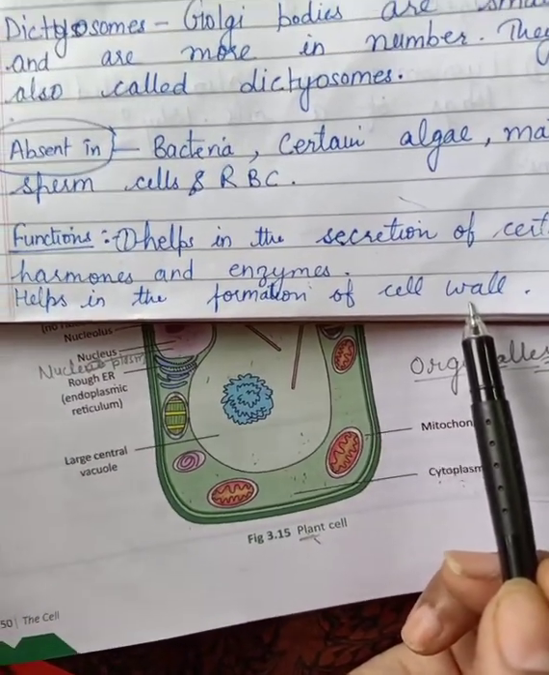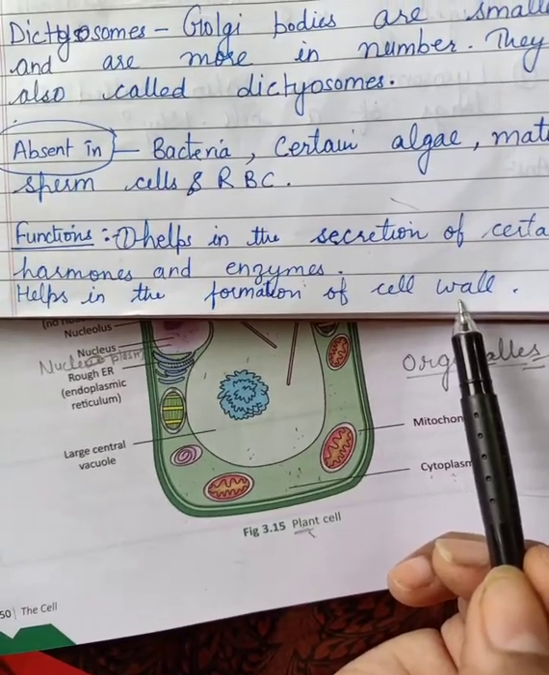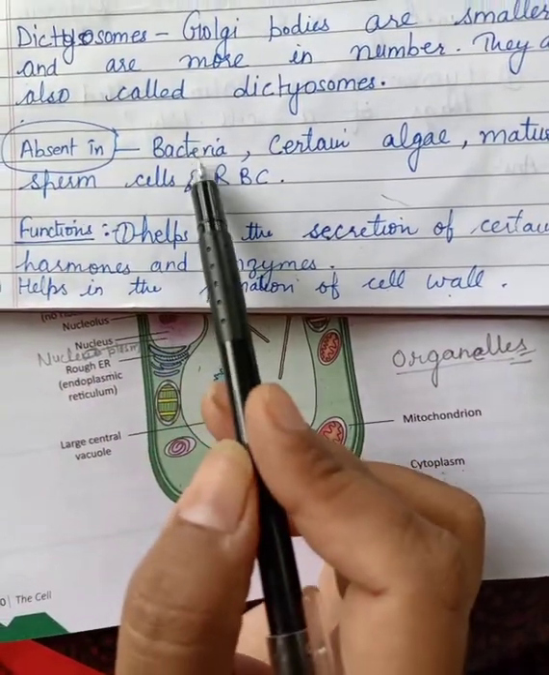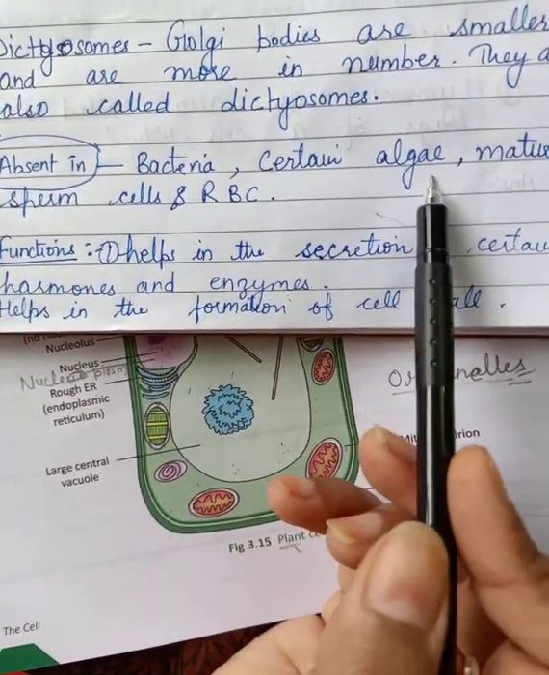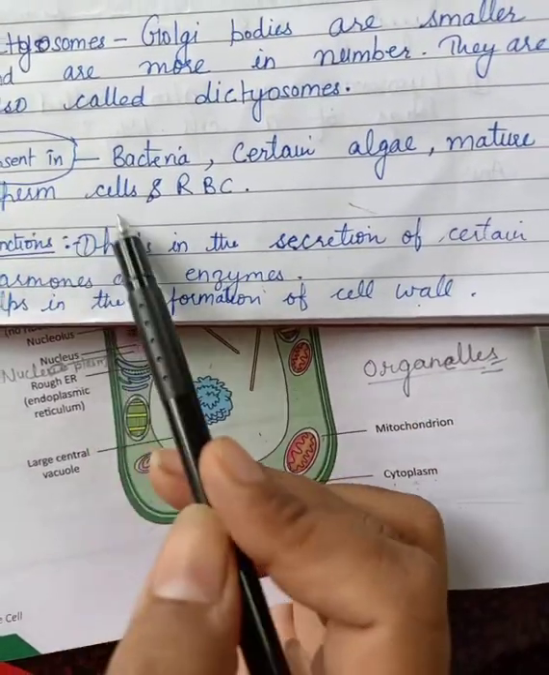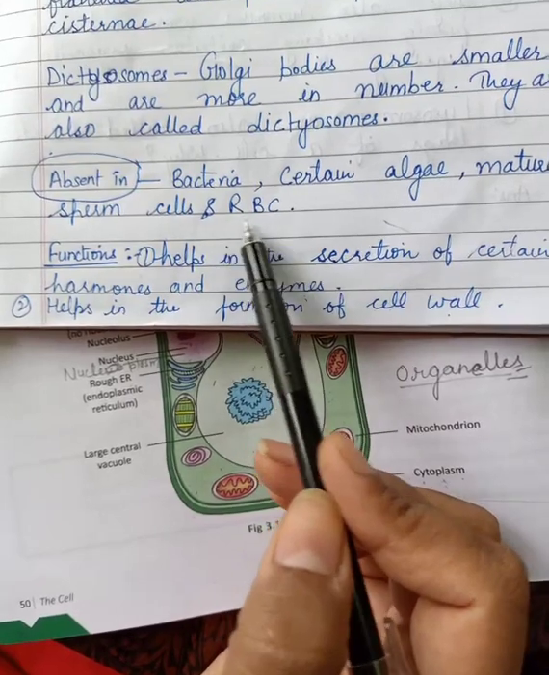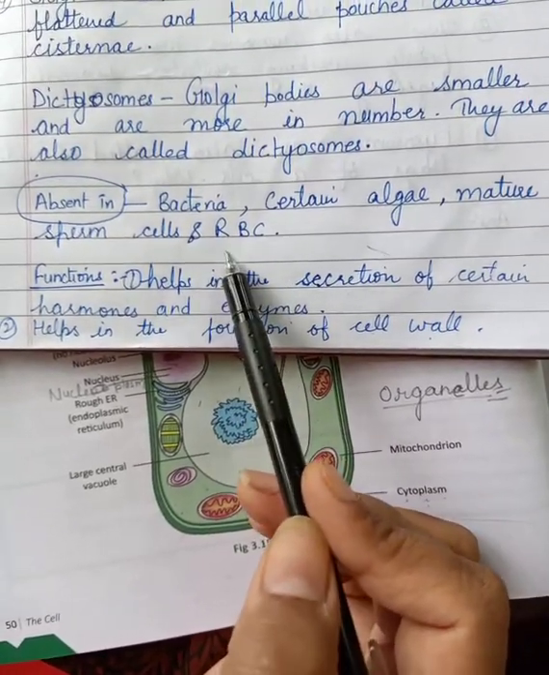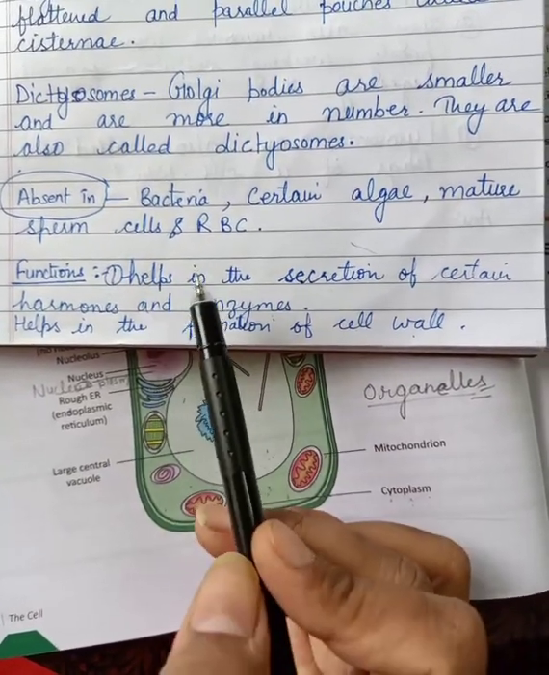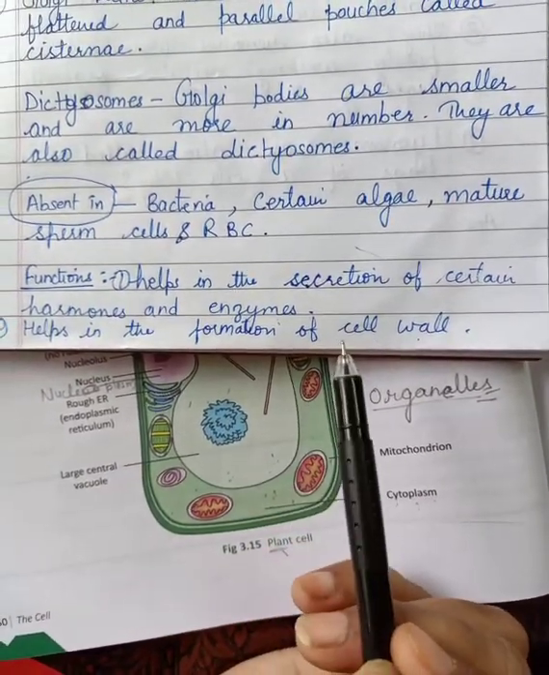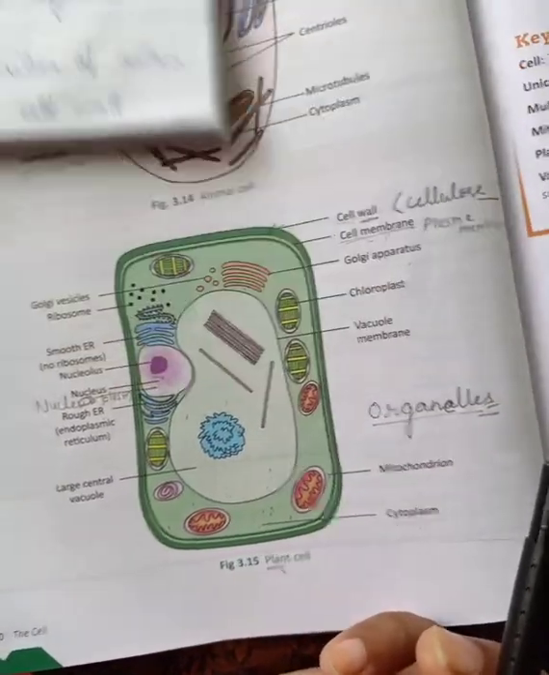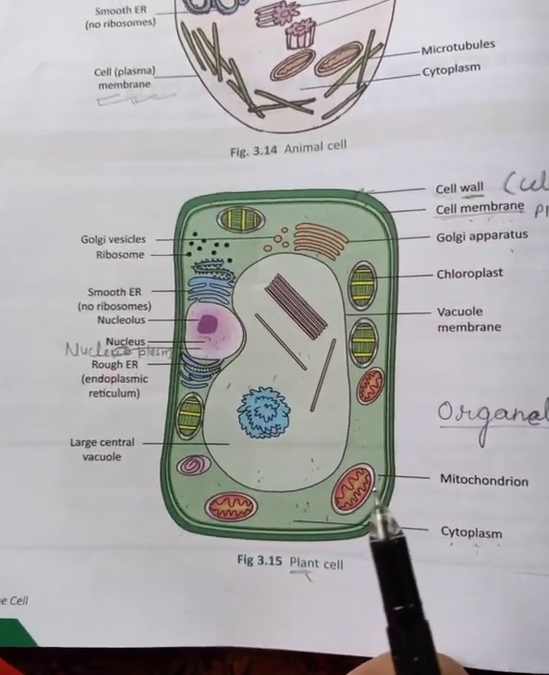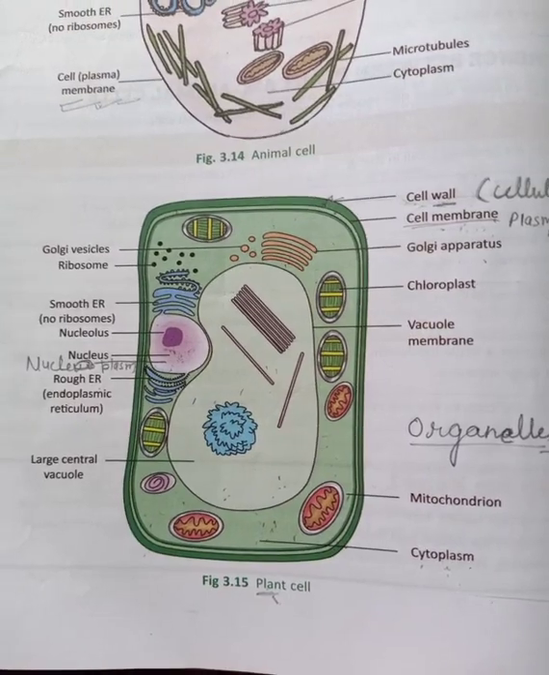One more important thing is that Golgi bodies are absent in bacterial cells, certain algae, mature sperm cells, and RBCs. RBCs means red blood cells. So these are absent in those cells. Otherwise, Golgi bodies are present in both plant cells as well as animal cells.